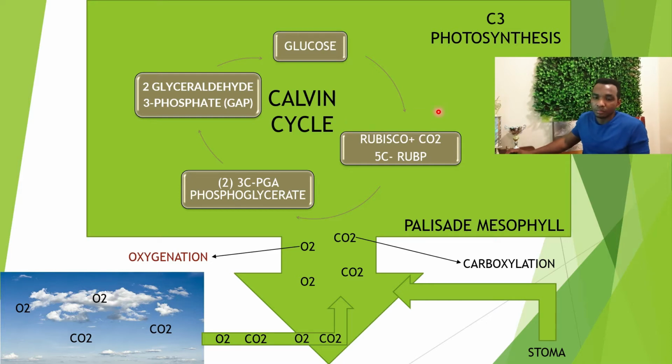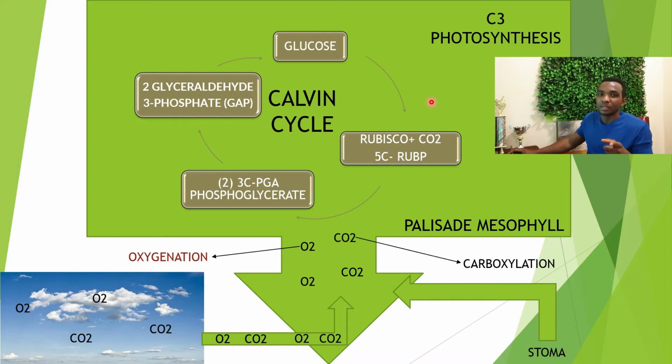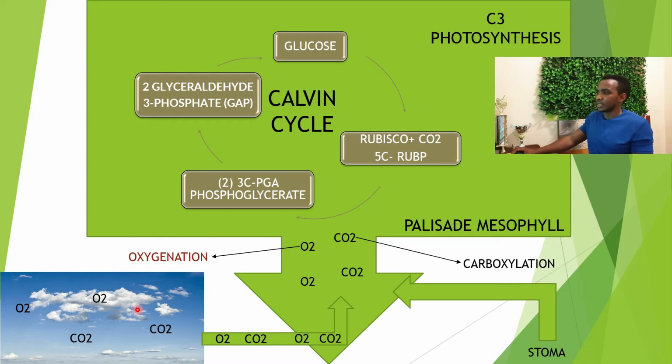Please remember that within a C3 plant or C3 photosynthesis, the Calvin cycle operates within the palisade mesophyll cells. Now, let us move on to the flow of this diagram.